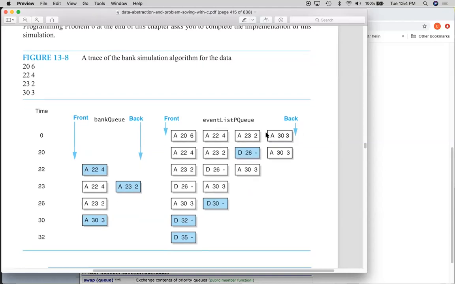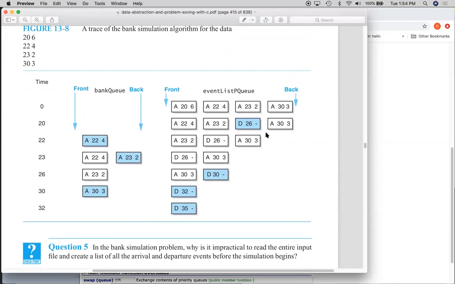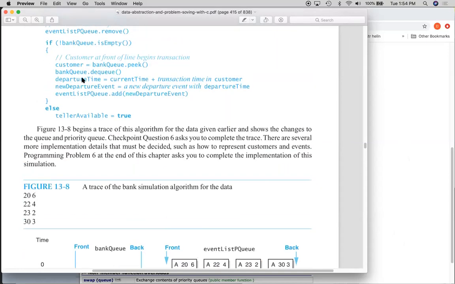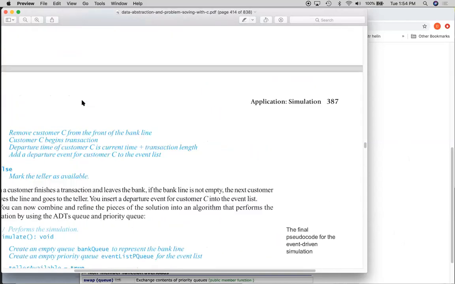Let's look at figure 13.8 and see what's going on here. What this means, and this is actually going to be the data that you're going to be reading in your assignment this week, is that at time 20, someone enters the queue. Actually, I don't remember what the 6 means. Anybody catch that?